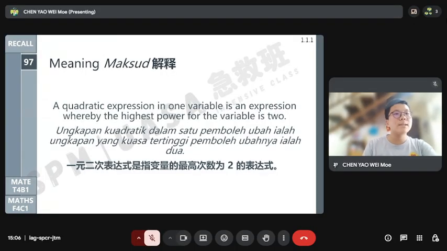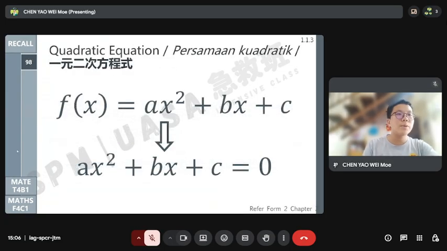A quadratic expression in one variable is an expression whereby the highest power of the variable is 2. You know how to represent this, and our first topic is how we solve a quadratic equation.